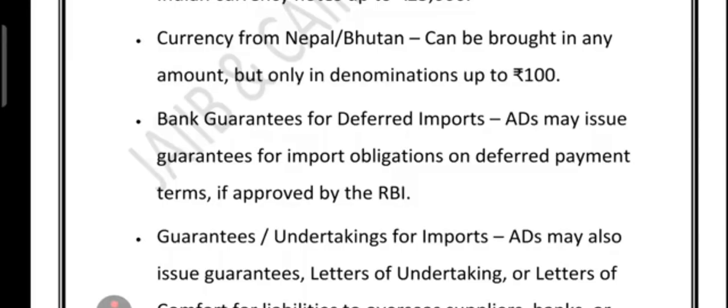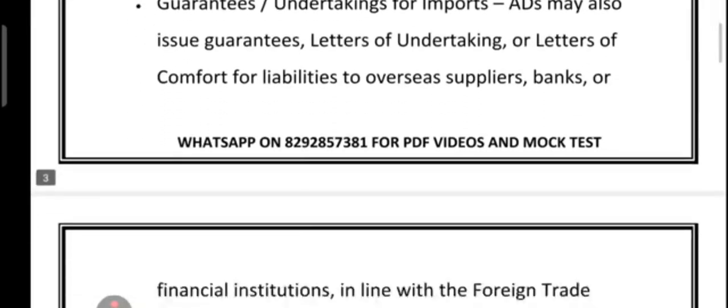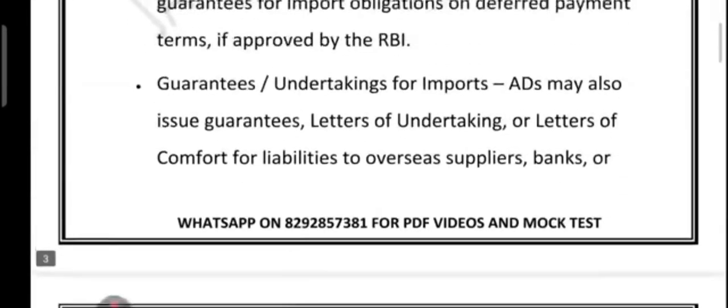Right? So suppose some import payment is due. Bank can issue guarantee for such kind of import payment. Now, but the condition is that RBI should approve it. Bank can also give undertaking or comfort letter to foreign supplier, bank or financial institution as long as it matches the foreign trade policy. So in short, we can say, delays are allowed within the limits.